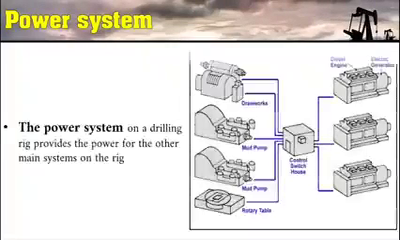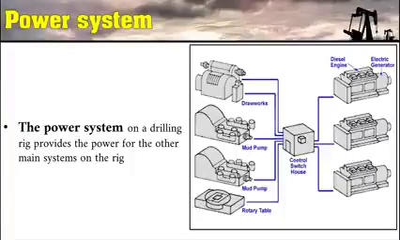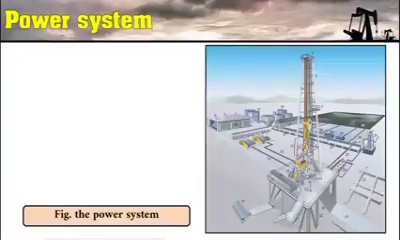First is the power system. The power system on a drilling rig provides the power for the other main systems on the rig, and other ancillary systems such as electrical systems, pumps, etc. The system typically consists of a prime mover, which is the component of the power system that generates the raw power, and a means to transmit the raw power to the end-use components on the rig.